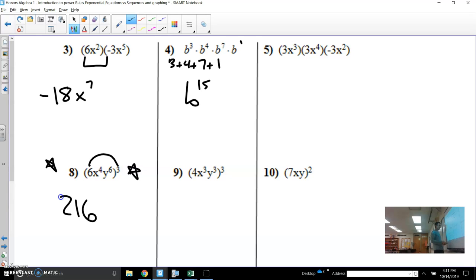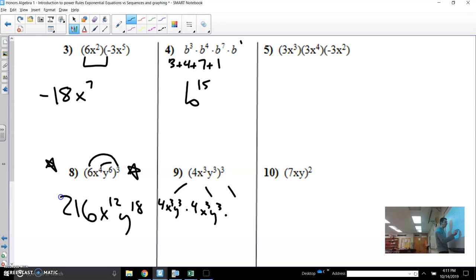But these are going to end up multiplying, so 4 times 3 makes x to the 12th, and 6 times 3 makes y to the 18. Similarly here, I think I will just show expansion for this one just because I like to show different representations. If you're saying something is cubed, that means I am multiplying what's in parentheses times itself 3 total times. So that's 4x to the third, y to the third, times 4x to the third, y to the third, times 4x to the third, y to the third.